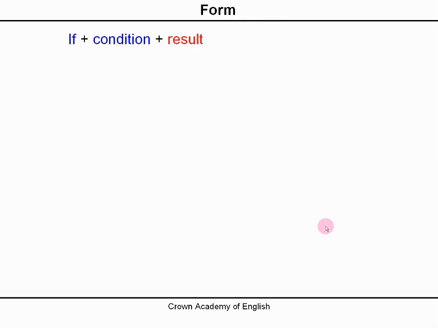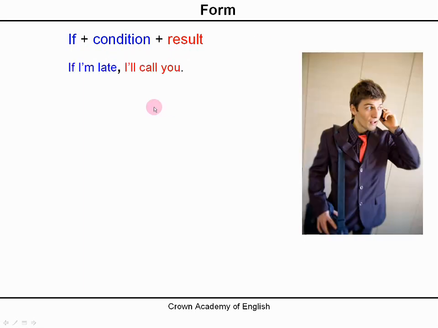The form. There are two choices for the form. First choice: if, condition, result. For example, if I'm late, I'll call you. So here we have the if condition and then the result. And when we are writing the first conditional, there is a comma here, after the condition and before the result.